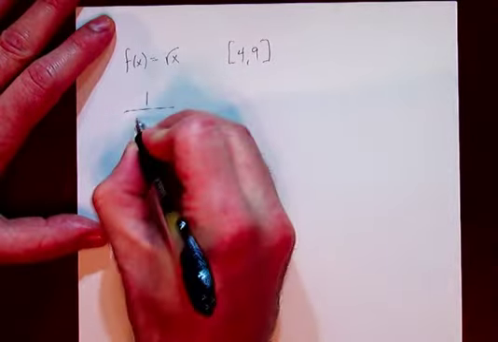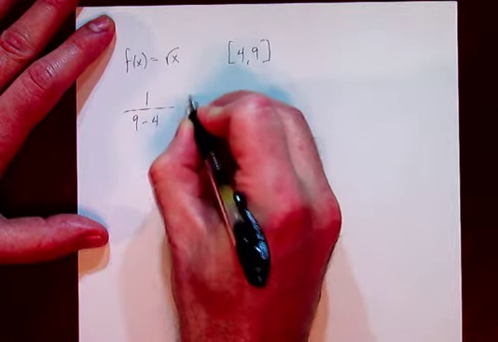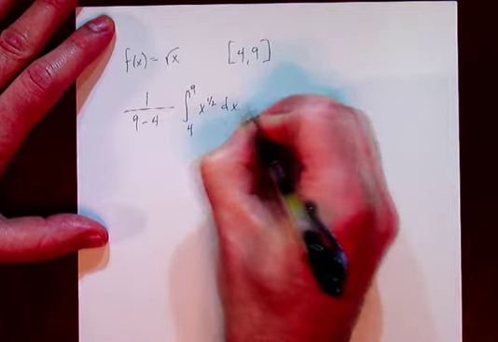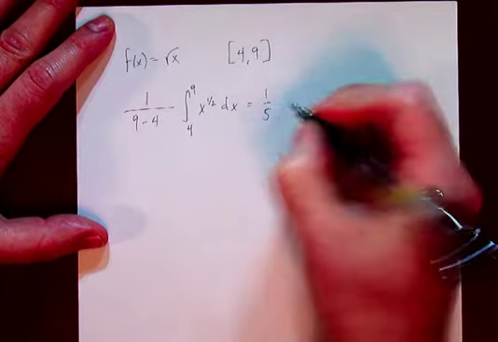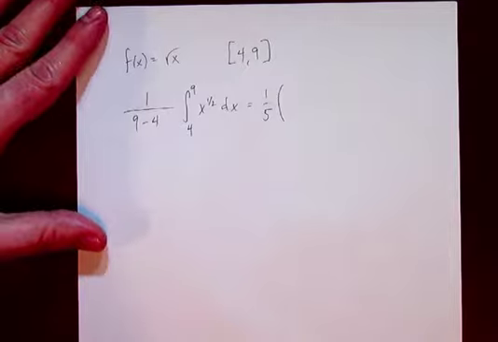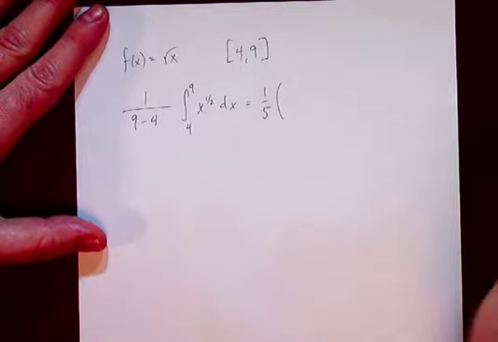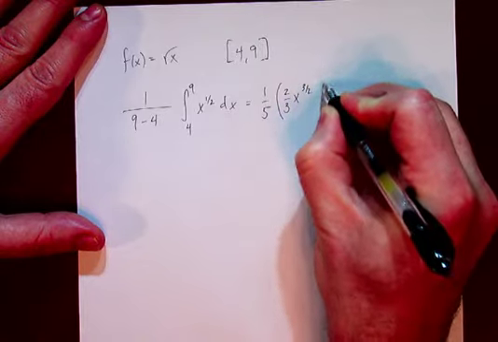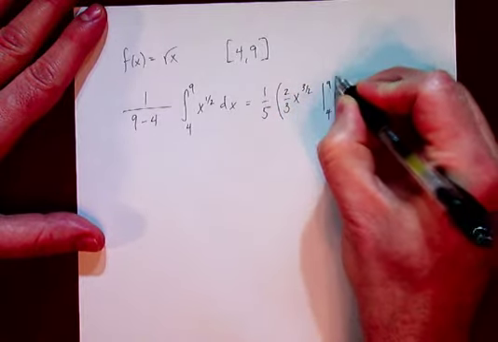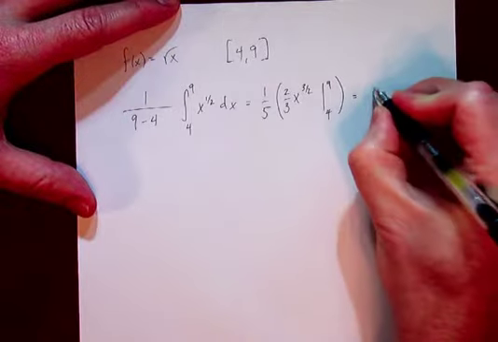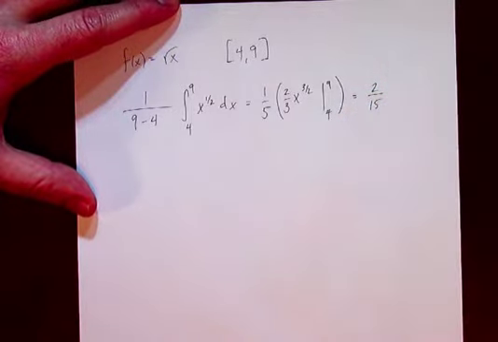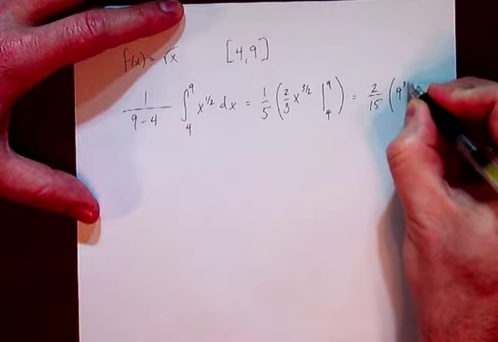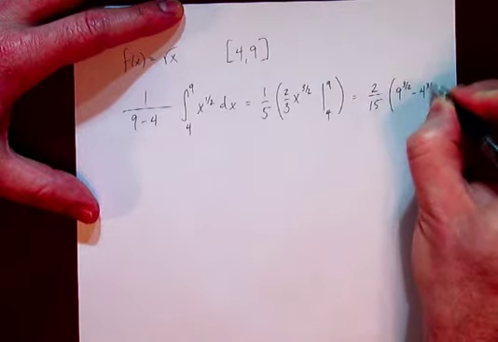I know that it's going to be 1 over b minus a, integral from a to b of x to the 1/2 dx. So if I have 1/5, and let's go ahead and integrate x to the 1/2, it's going to be x to the 3/2 over 3/2, or 2/3 x to the 3/2. We're going to be evaluating from 4 to 9. Now let's go ahead and pull out that 2/3 and combine it with the 1/15, and I know that's going to be 9 to the 3/2 minus 4 to the 3/2.